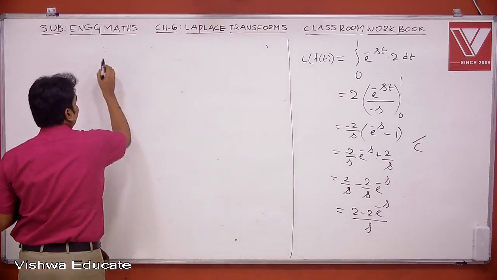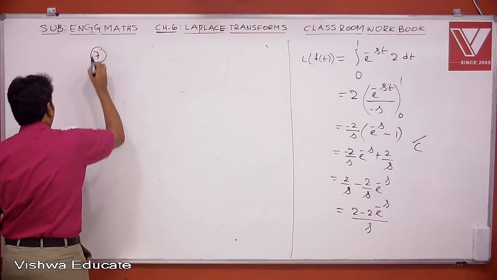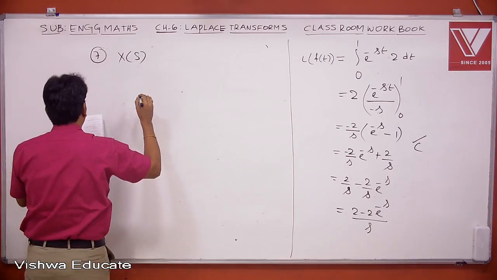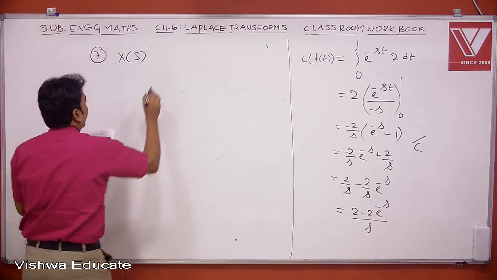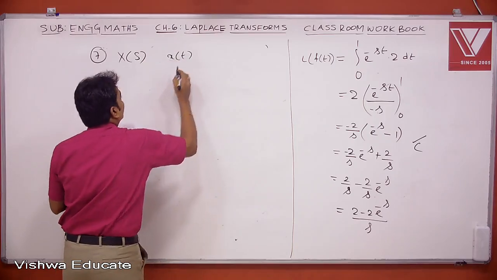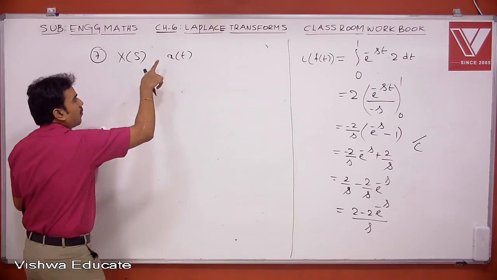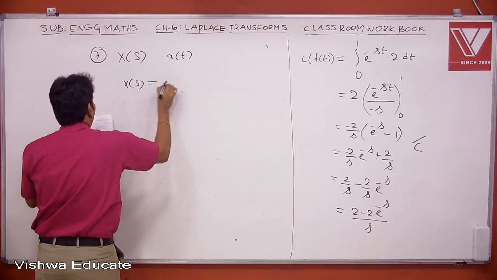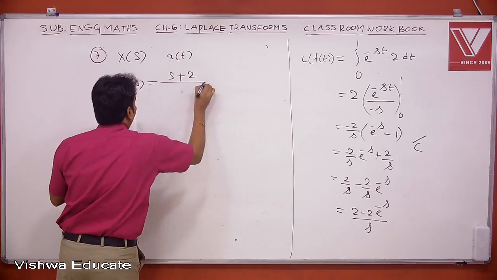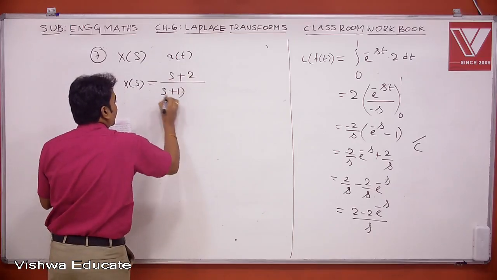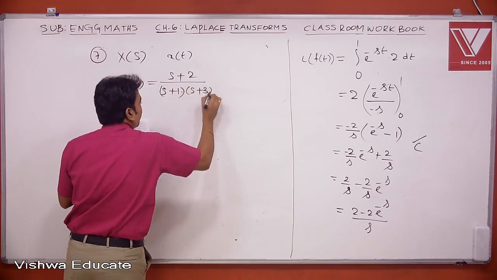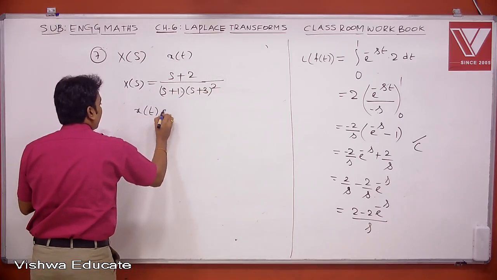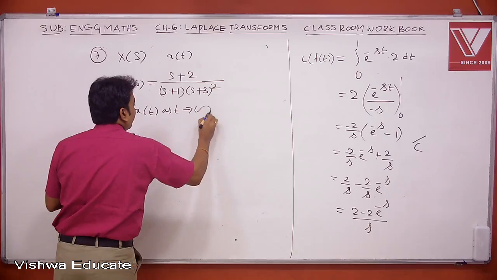Now we discuss question number 7. If X of s is the Laplace transform of a function x of t, so capital X of s is a Laplace transform of small x of t, and this is given by X of s equal to s plus 2 divided by s plus 1 into s plus 3 whole square. Then the value of x of t as t tends to infinity.